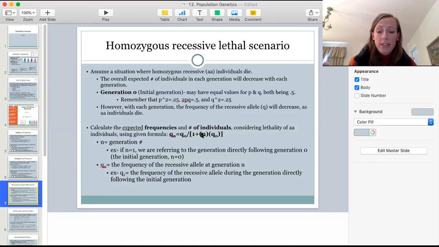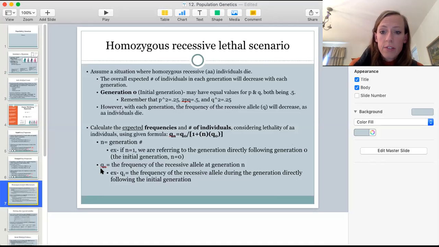Okay, so we know that, and we know the proportion of individuals in that generation already, okay? But every subsequent generation, you've got to calculate. So n is going to be the generation number. So if n is equal to 1, we're talking about the generation that is directly following generation 0, our initial generation, okay? So that's just our generation number, 1, 2, 3, 4, okay? And so you will just plug those numbers, 1, 2, 3, and 4, in as n in this equation, okay?